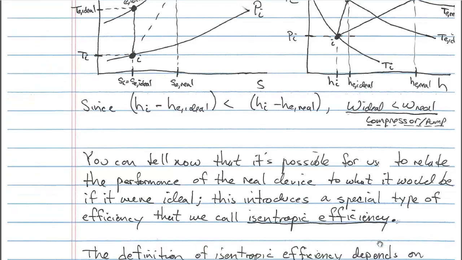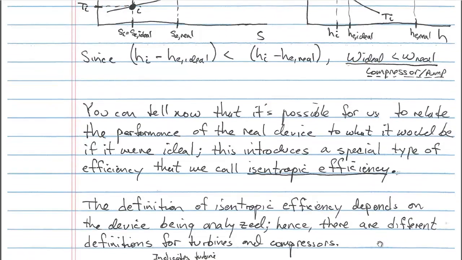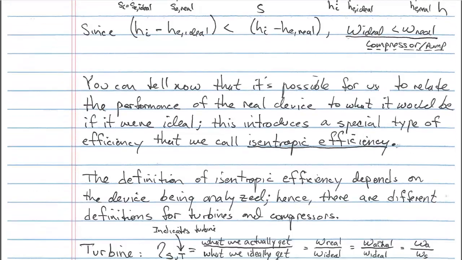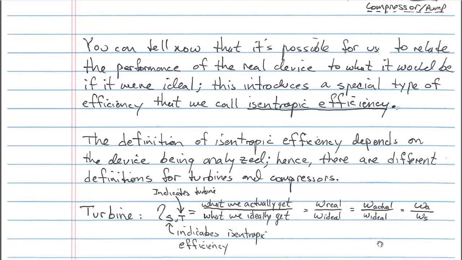That's what your textbook calls it. That's what people out in industry call it. That's what I call it. And so we just need to be very careful about the conceptual sidestep that we're taking here. Okay, so since isentropic efficiency is not defined as what you get divided by what you pay for, how do we define it? Well, the definition of isentropic efficiency depends on the device that's being analyzed. Okay, so to further complicate things, there isn't a single standard definition for isentropic efficiency. There are different definitions for turbines and compressors / pumps.